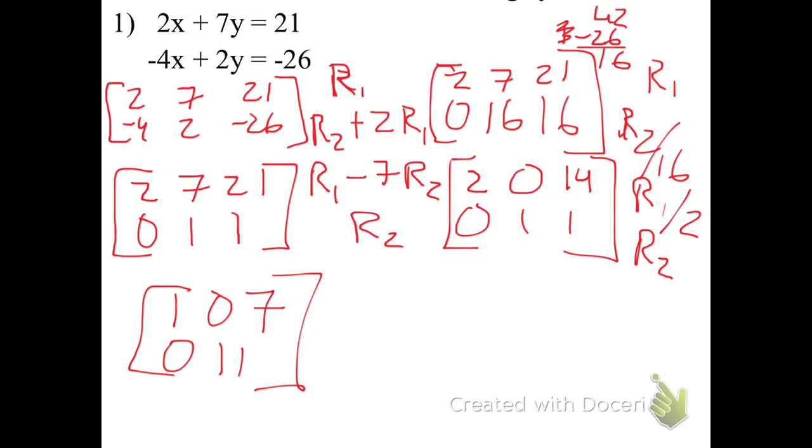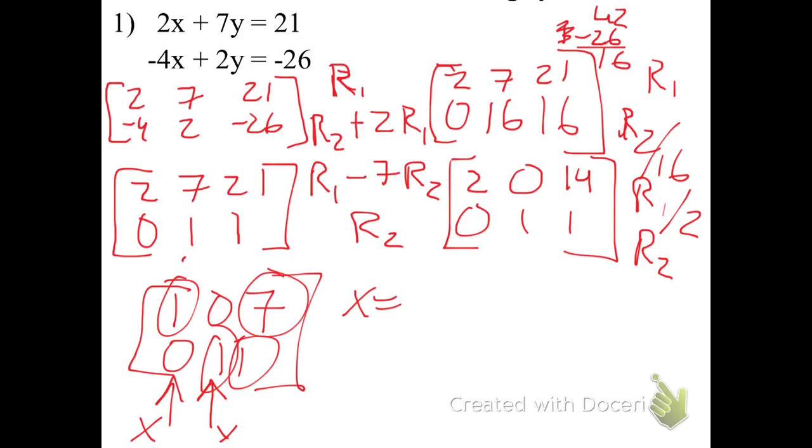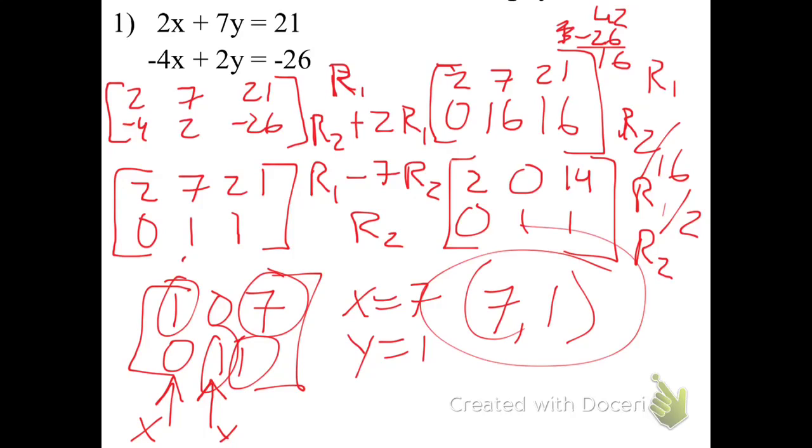So, remember, the first column are your x's, second column are your y's. So this says 1x is equal to 7, 1y is equal to 1. So x is 7, y is 1. You get the point, 7, 1. And that's it for your first one. Move on to number 2.